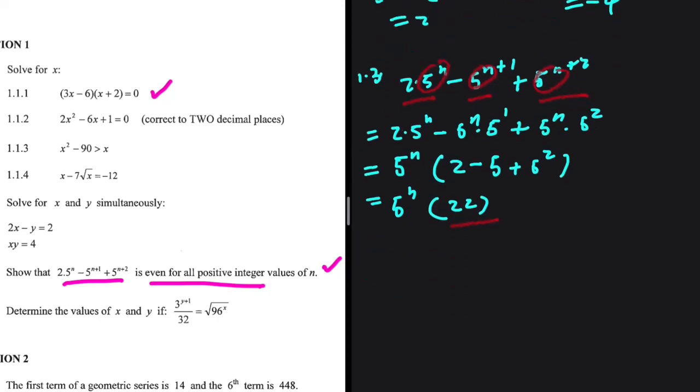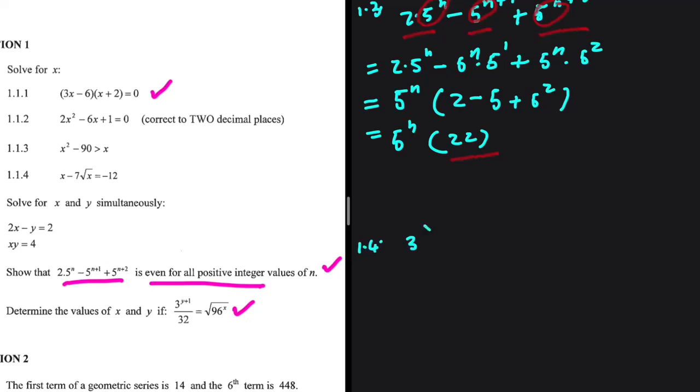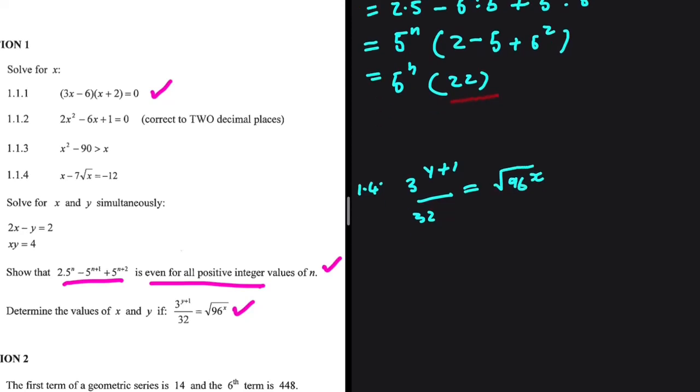Right, that is 1.3. Let's do 1.4. The last question. Determine the values of x and y if 3 to the power y plus 1 divided by 32 is equal to the square root of 96 to the power x. Right, so we have 3 to the power y plus 1 and we have 32.